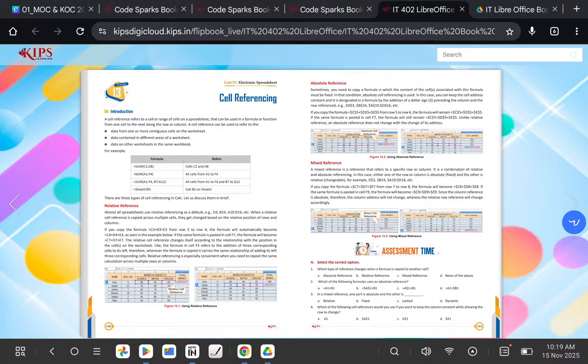Moving further, after completing relative reference, I am taking absolute reference. So what is absolute reference? Here one symbol is used, known as the dollar sign. You can closely observe here that the dollar sign is written. Sometimes you need to copy a formula in which the content of the cells associated with the formula must be fixed. That means it has to be fixed. If you want the same thing in the formula to be copied forward, that means it should be fixed. If we want it fixed, the dollar symbol is utilized here as mentioned.